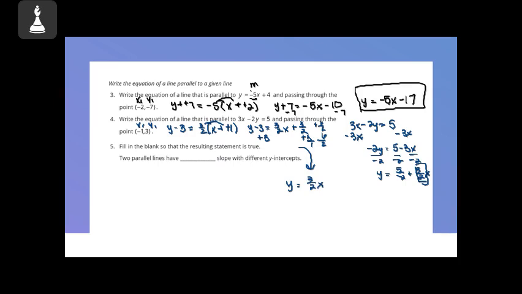2 parallel lines have blank slope with different y-intercepts. Well, 2 parallel lines must have the same slope, and their y-intercepts are going to be different.